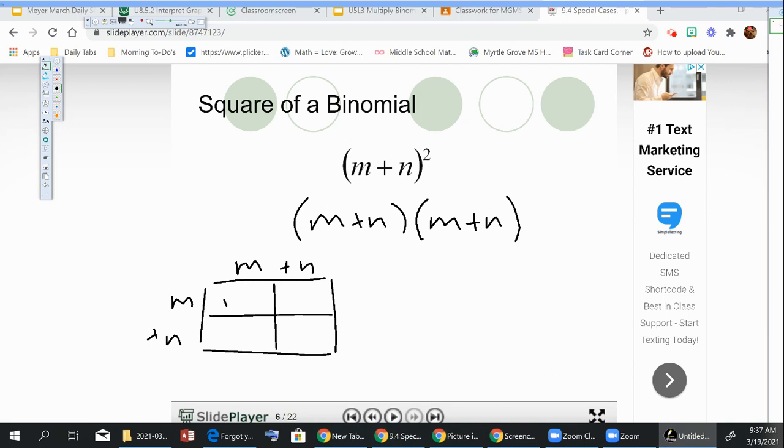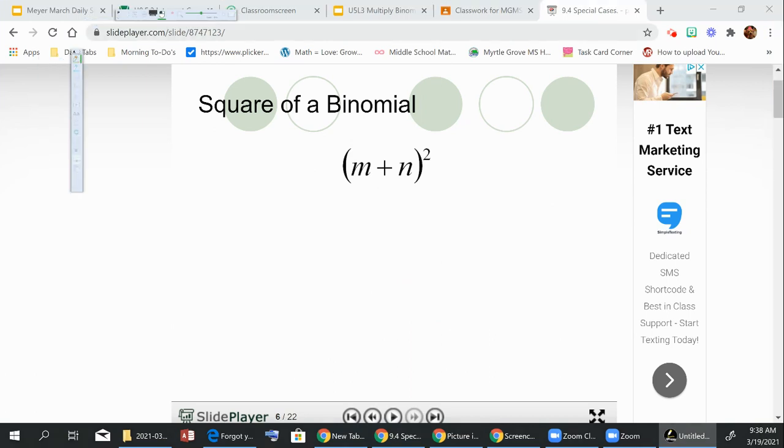M times m is m squared. M times n is mn. We do it in alphabetical order. M times n is mn. N times n is n squared. If you remember from Friday, we are able to combine like terms. We have m squared plus 2mn because we have two of those mn units, plus n squared. Nothing can be combined because they are not all like terms. They are different terms. So we stop at that point and we are done.